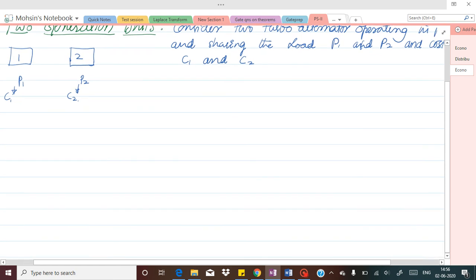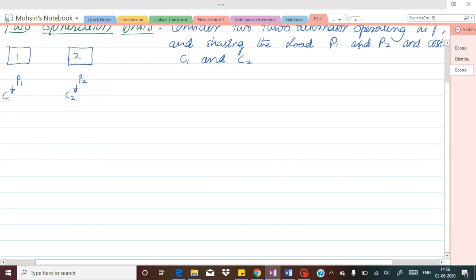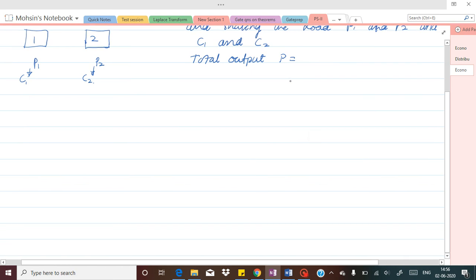So what will be the total output here? The total output will be equal to the sum of the two individual outputs, that is P1 plus P2, and let me indicate this as equation number 1. Then the total cost, obviously, is going to be C1 plus C2, the total cost of the plant.